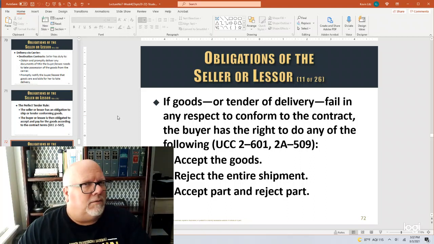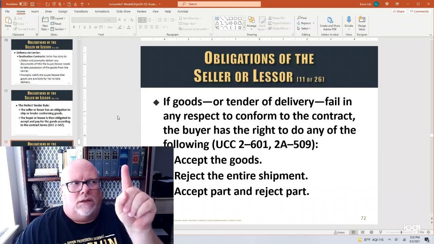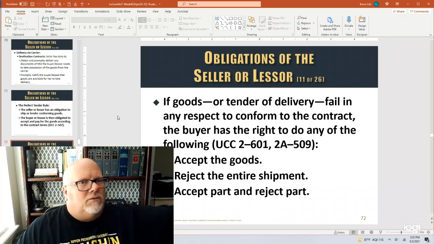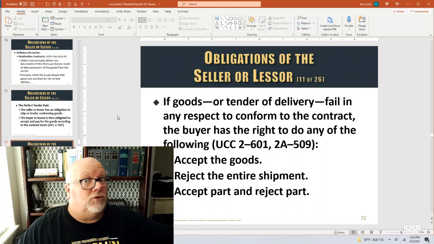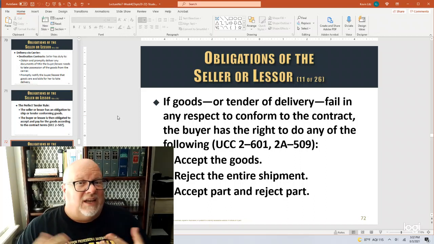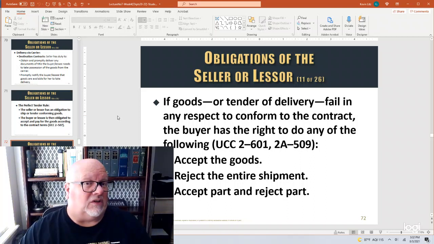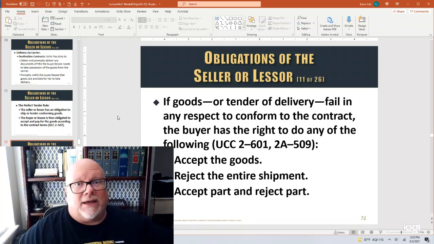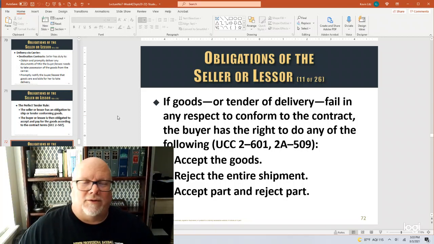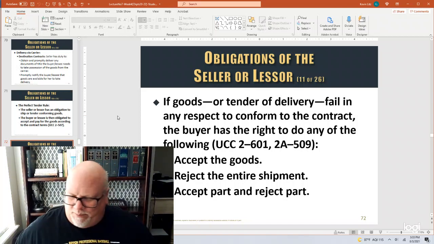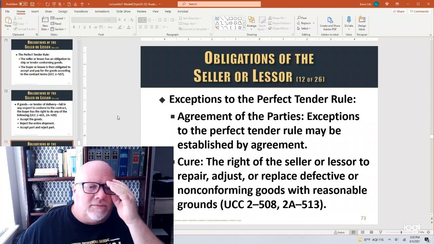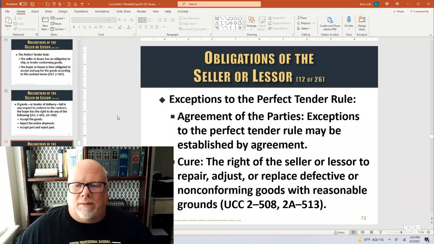Now think about when you found another supplier that could sell you these computer parts much cheaper and you look good to your boss. If I send you 10% that don't work, theoretically, now there are exceptions to every rule, but theoretically, you could reject them, send them back, and buy them from the lower-priced supplier. Again, you could accept part and reject part. We talked about that.